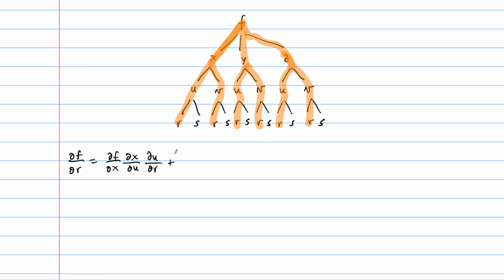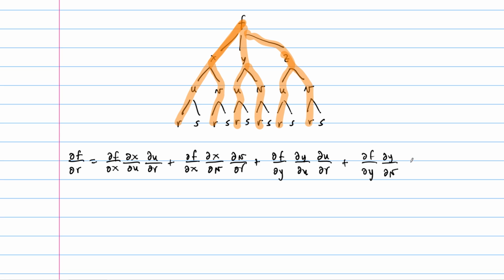Next branch is going to be very similar. df by dx. We have to add these together. dx by dv and then dv by dr. Then we go to the next one. We're now on the y major branch here, right? So df by dy, dy by du times du by dr, plus the other branch through y goes through v, right? So df by dy times dy by dv times dv by dr, and these are all partial derivatives.